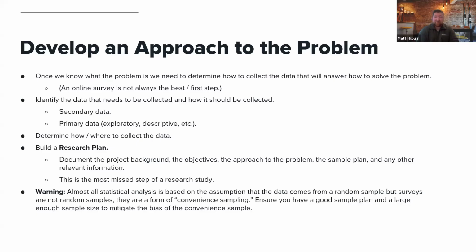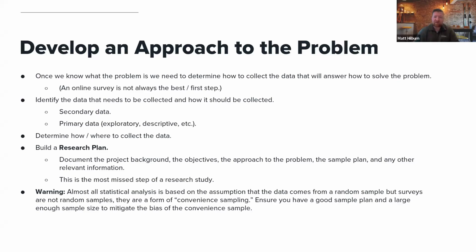Now, once we've figured that out, we want to figure out, all right, how do we collect the data that's going to answer these problems? An online survey isn't always the right way to do that, though it's certainly one of the most excellent ways to collect primary data. We may also need secondary data. And so we need to explore through that problem what the approach to this is going to be.